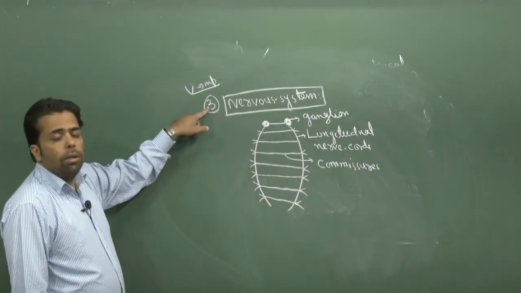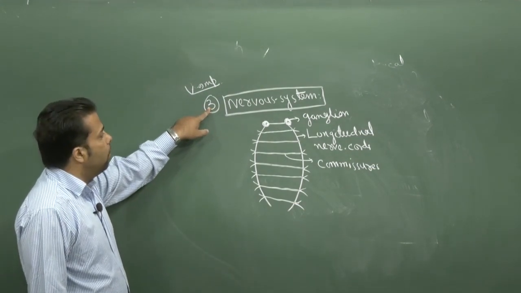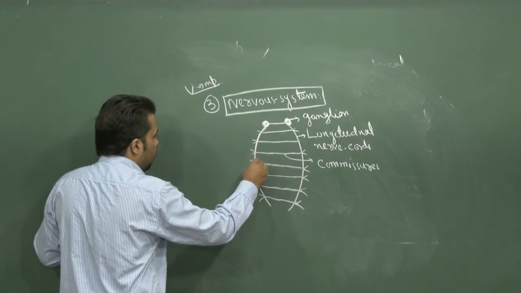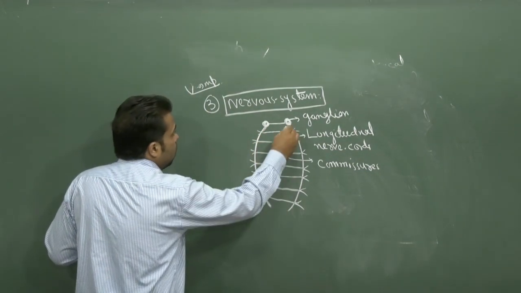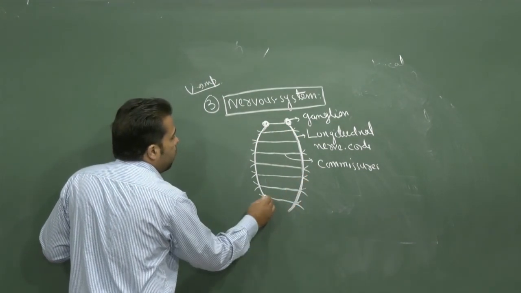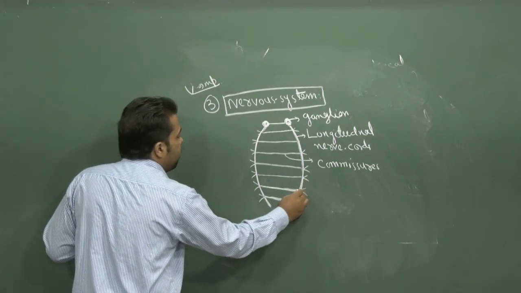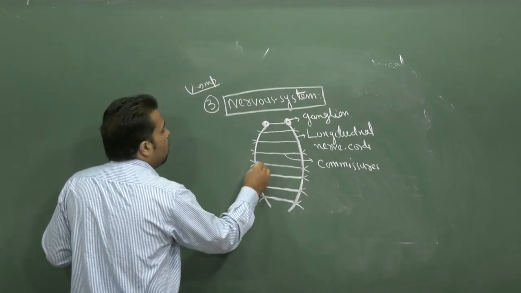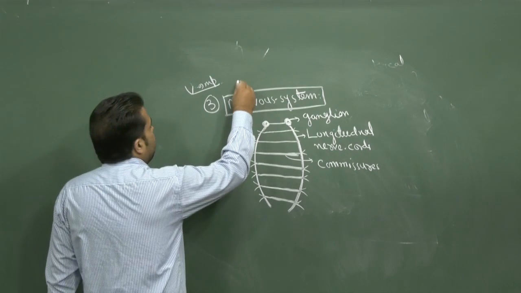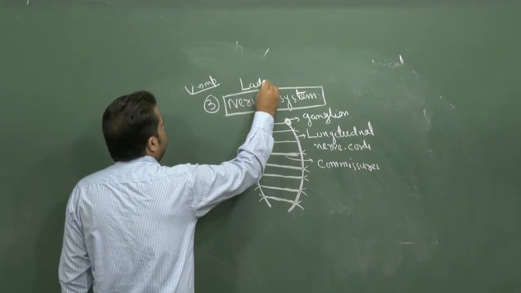So what does nervous system consist of? Nervous system consists of two longitudinal nerve cords. These are the nerve cords. And these two nerve cords are joined by commissures at intervals. And they form a ladder-like nervous system. So nervous system is ladder-like.